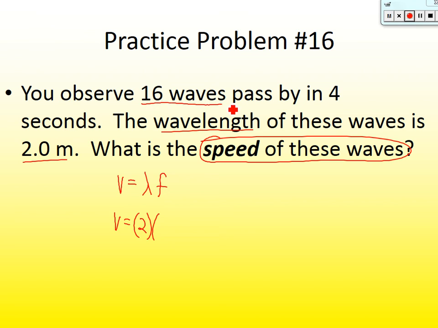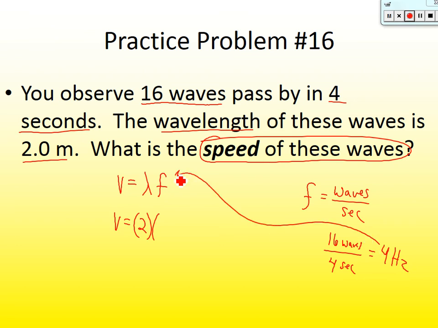It says you observed 16 waves in 4 seconds. Guys, if you remember, frequency is waves per second. Okay, so let's do that. 16 waves in 4 seconds. Guys, what's 16 divided by 4? 4. It's equal to 4. And the units? Hertz. That's my frequency, which I'm going to plug in here. 4 goes right there. What's 2 times 4? 8. And what are my units? Meters per second.